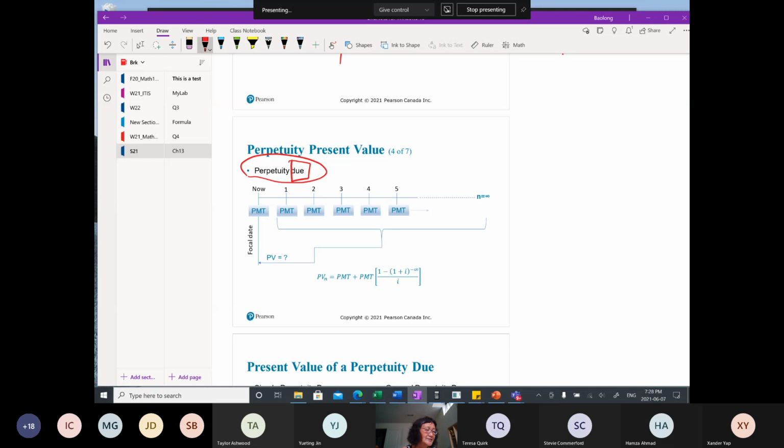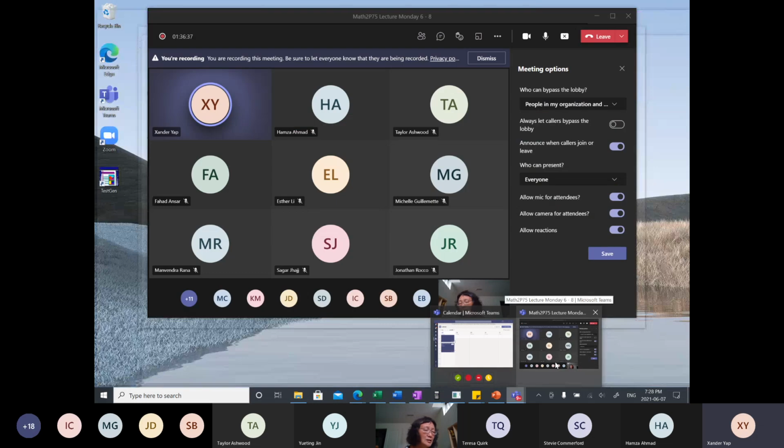Anyone? What does this word due mean? It means that it's at the end of the payment period. At the end? Wait. Good try. It is opposite. Oh, it's the beginning. So due is beginning, okay.